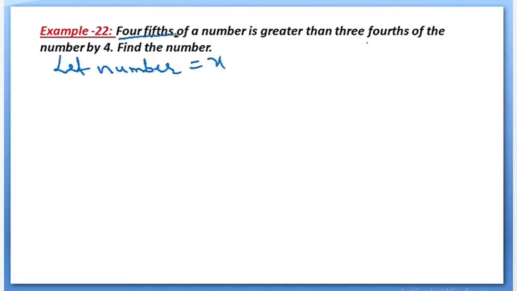Now 4/5 of a number means 4 by 5 of x, that is 4/5x, and greater than 3/4 of the number. 3/4 means 3 by 4 of x, is greater by 4, and we are going to find the number.